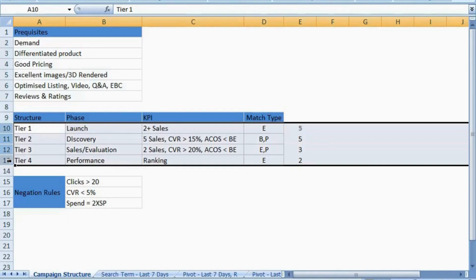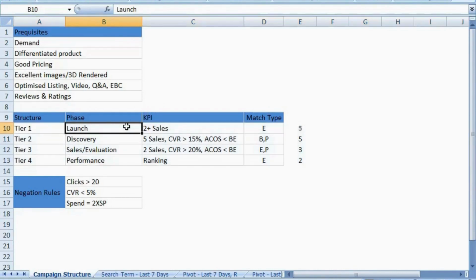Now certainly you can look at your overall PPC campaigns, or the entire process can be broken down into 4 tiers. The first tier is your launch phase. The second tier is your discovery phase. The third tier is your sales and evaluation phase. And the fourth tier is your performance phase. In the first tier, what is it that you're going to do?